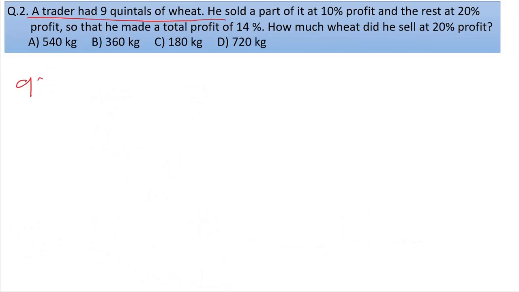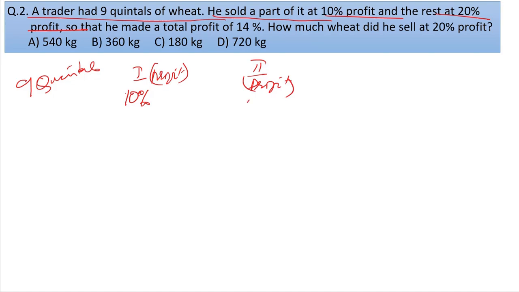The next question: a trader had 9 quintal of wheat. He sold a part of it at 10% profit, and the remaining at 20% profit, and he made a total profit of 14%. Here the first part has 10% profit, the rest has 20% profit, and the overall profit is 14%.